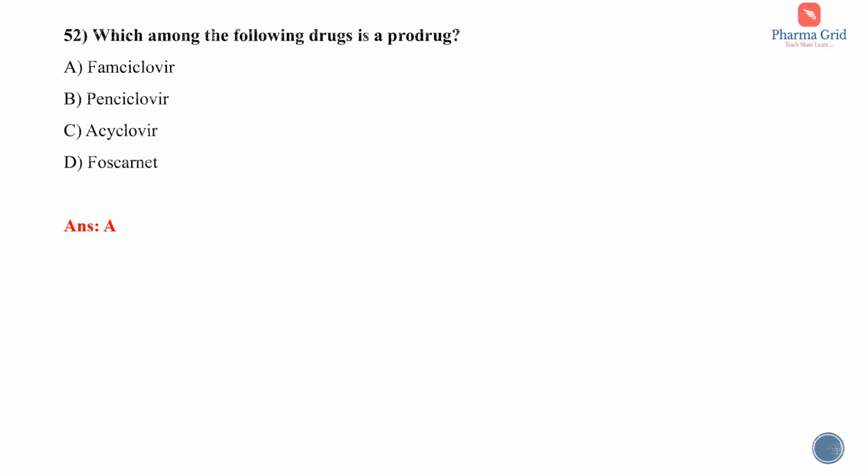Question number 52. Which among the following drugs is a prodrug? The options are famciclovir, penciclovir, acyclovir and foscarnet. All these options belong to antiviral drugs. So here the correct answer is option A, that is famciclovir. Famciclovir is a prodrug of penciclovir.